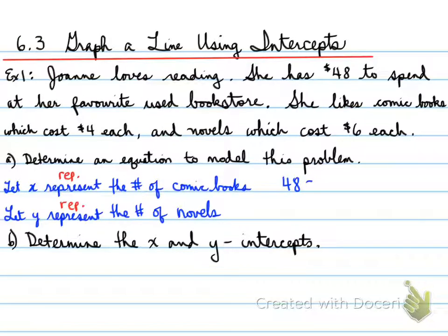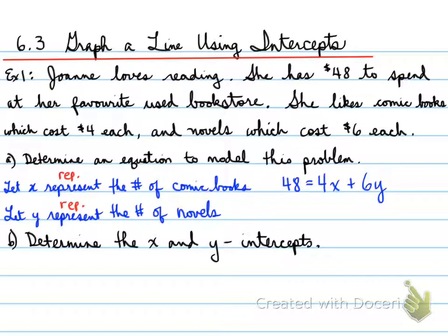Now we need an equation to represent this statement. All right, so here we go. $48 is how much she has. What is she going to buy with it? Well, she'll spend $4 for every comic book, that is X, plus she will buy a certain number of novels, which cost $6, so 6 times Y. And that, folks, is one linear equation to represent the problem.